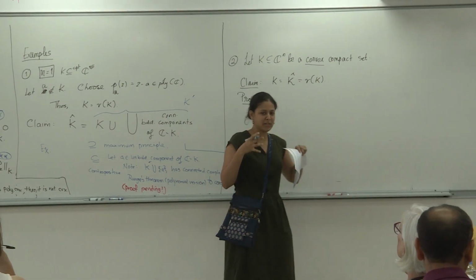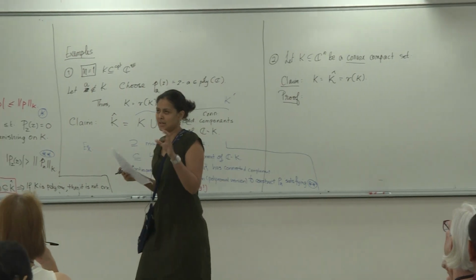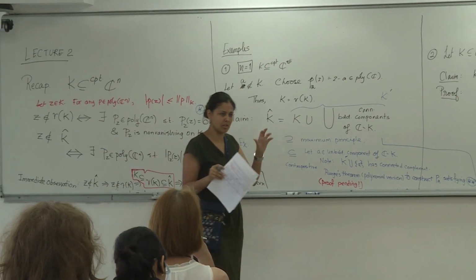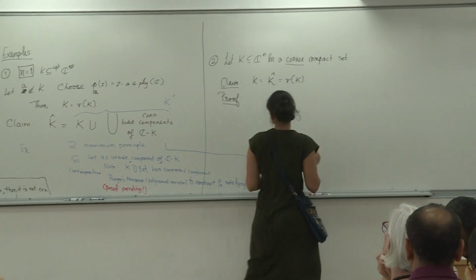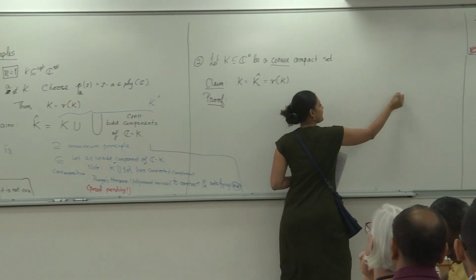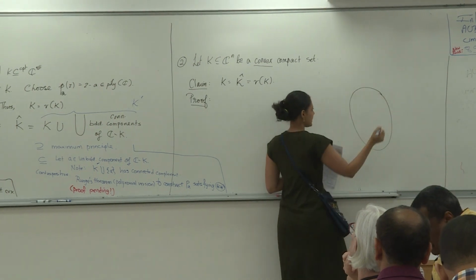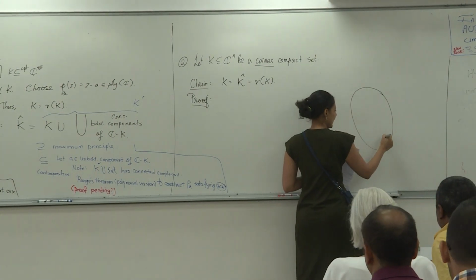And the proof should remind you a little bit of what we were doing yesterday in CR geometry, going from real linear algebra to complex linear algebra. That's a pretty standard technique that you'll see in other parts of several complex variables. So let's say this is what K looks like.